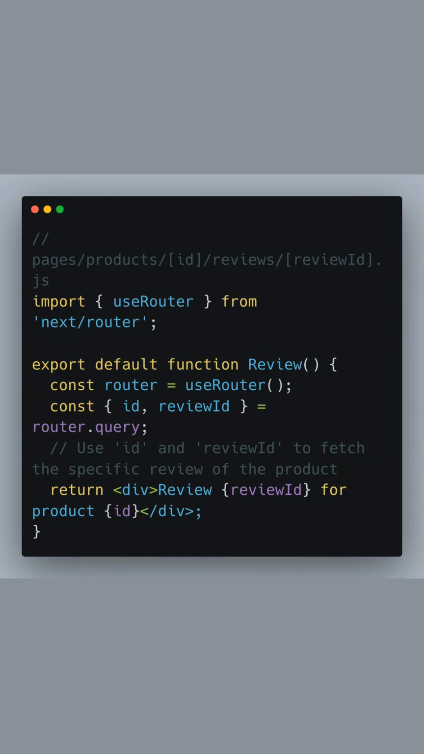Diving deeper into nested roots, we have a dynamic root for individual reviews. The file path pages/products/[id]/reviews/[reviewId].js allows us to handle roots with the pattern products/id/reviews/reviewId. Here, reviewId is another dynamic segment that represents the ID of a specific review, while id continues to represent the product. The useRouter hook grants us access to both these parameters, and we can use them to fetch and display the corresponding review details.